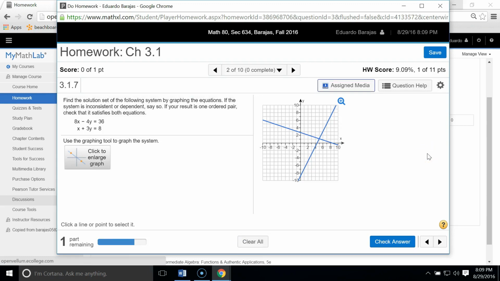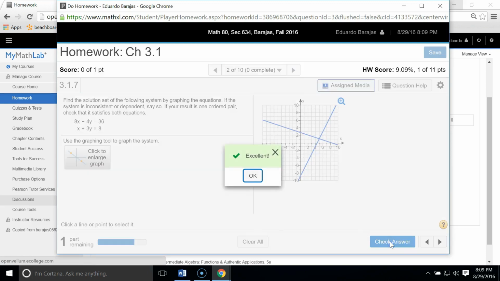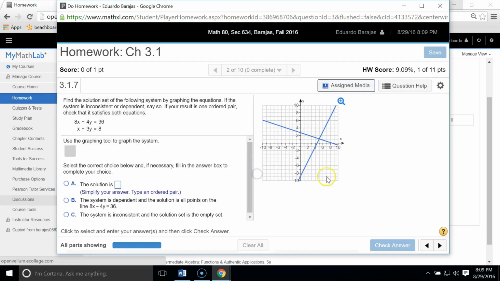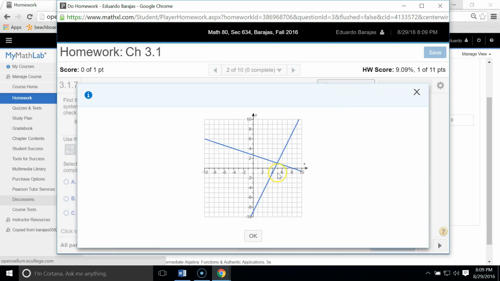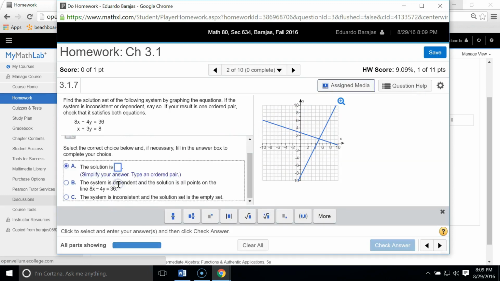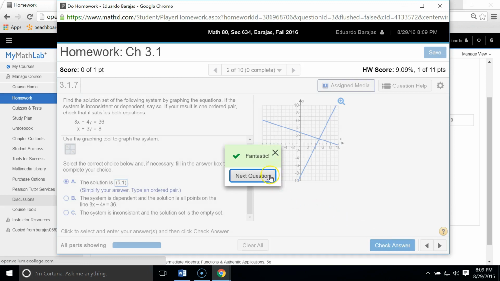Okay, so we graphed both lines, and now we're ready to check it. Excellent. Okay. We're happy with our answer. Now, when we get into this chapter, we'll talk more about systems of solutions, but what they want is the intersection, the ordered pair that's a solution of both of them where they cross. And so from the graph here, I can tell that they both cross at 5, comma 1. So that's what we type into here. The solution is parentheses, 5, comma 1, close parentheses, check answer. Fantastic, and we are happy.